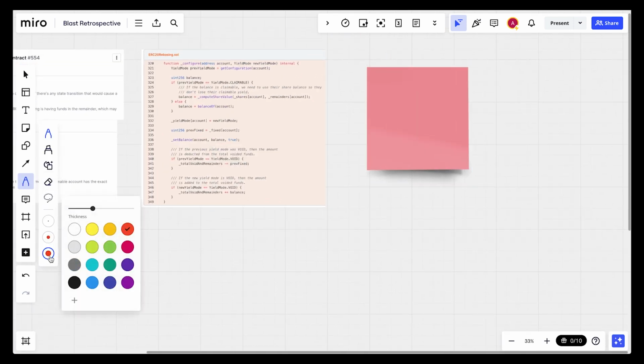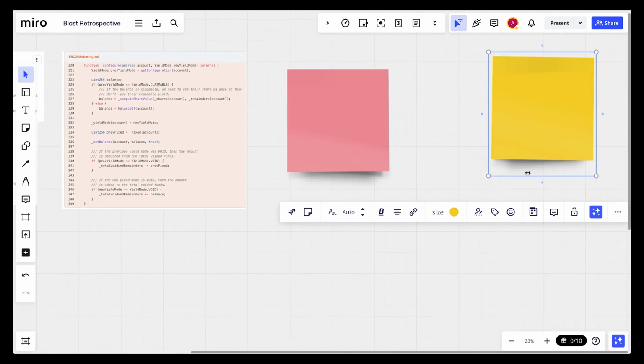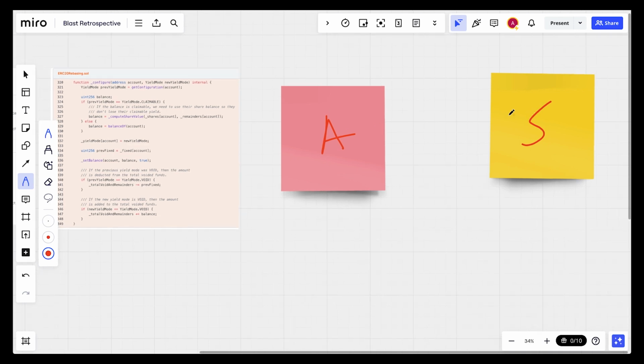So our usual ERC-4626 vault looks a little something like this, where you have assets and shares. Given a certain amount of assets, you have to decide which direction to round in order to generate shares. And given a certain amount of shares, you have to decide which direction to round for assets. And that's not how Blast does it.